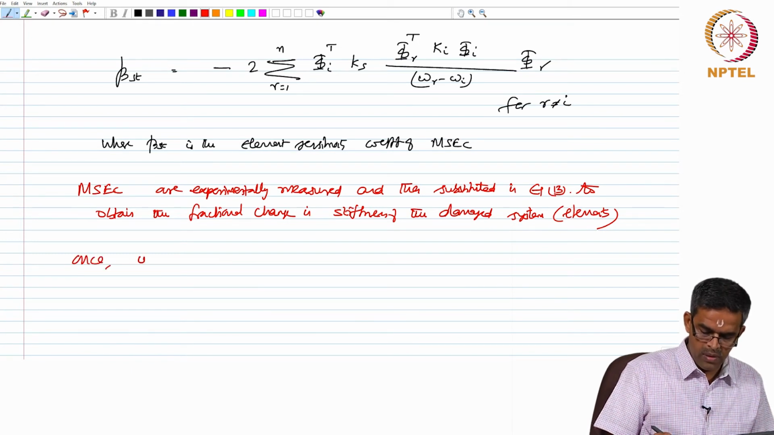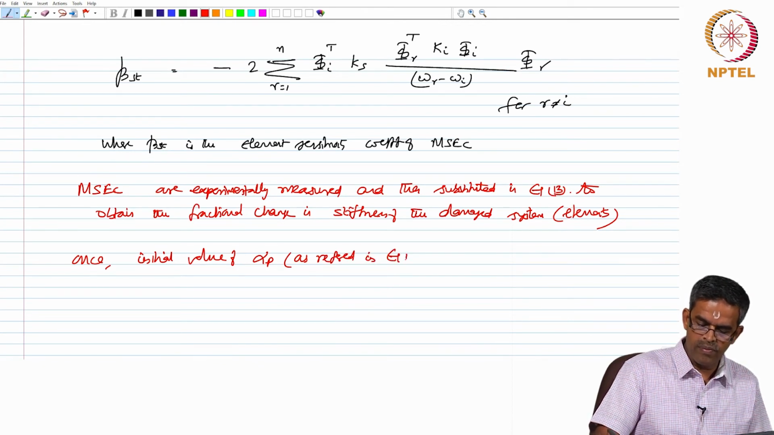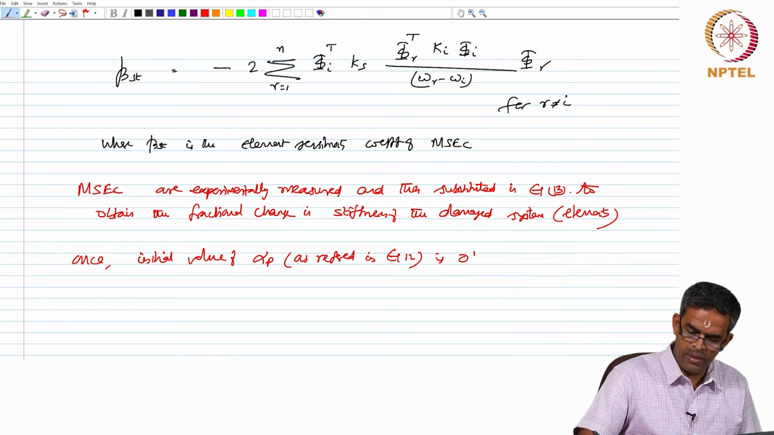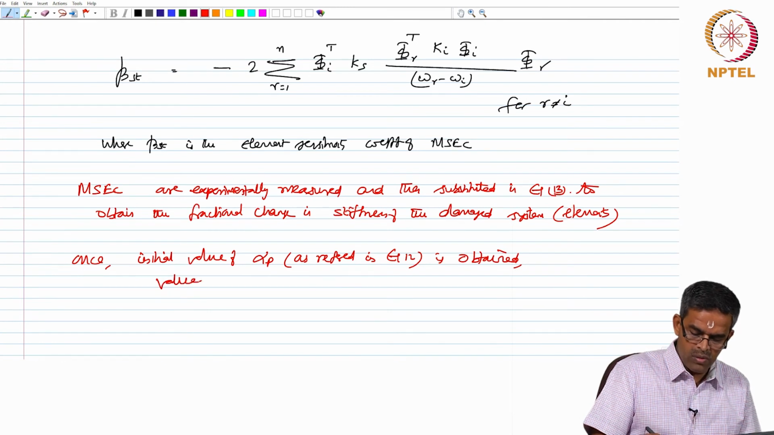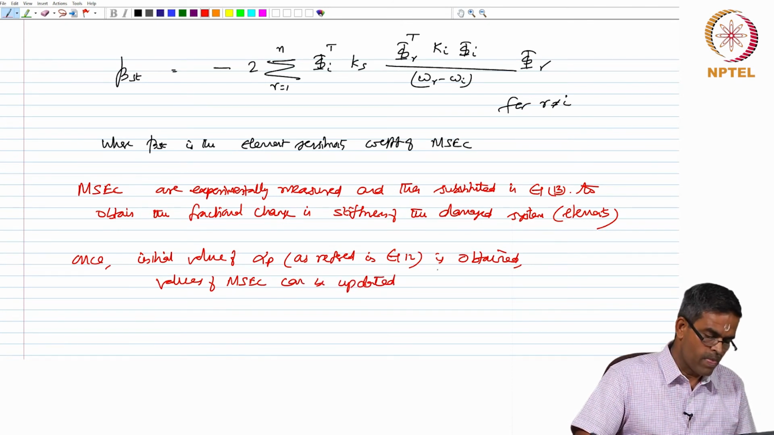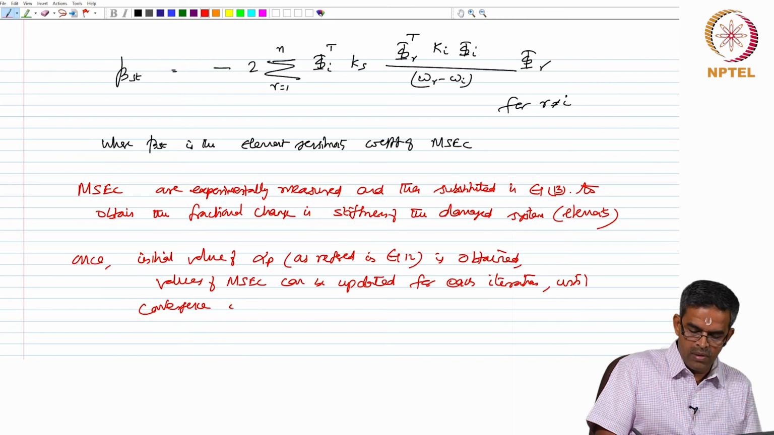Once the initial value of alpha p, as referred in equation 12, is obtained, values of modal strain energy correction can be updated for each iteration until convergence is reached.